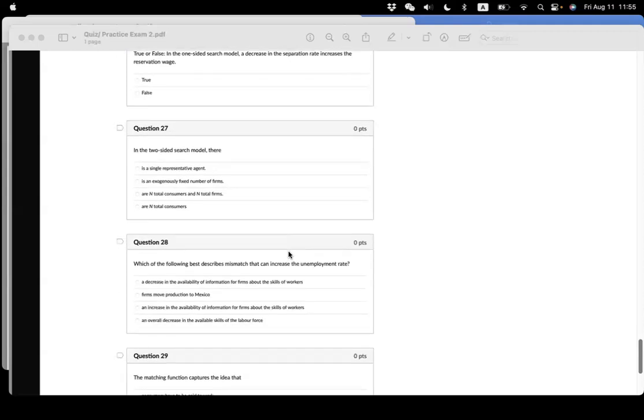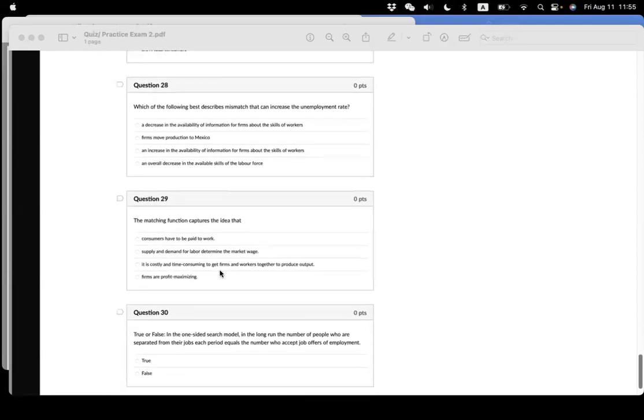27, in the two-sided search model, the answer is the last one. There are n total consumers, right? But in this two-sided model we usually assume there is one firm, just to simplify. 28. Which of the following best describes mismatch that can increase the unemployment rate? The answer is A, a decrease in the availability of information for firms about the skill of workers. So they just don't know who they are, right? So that's going to lead to a mismatch, or it's going to reduce the efficiency of matching.